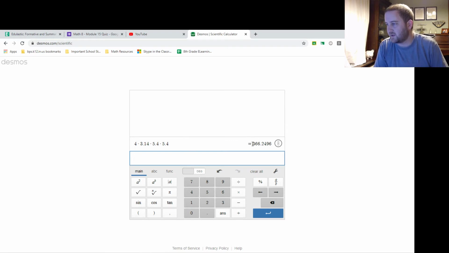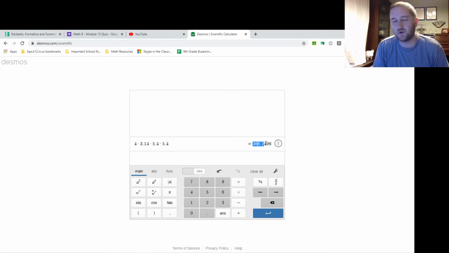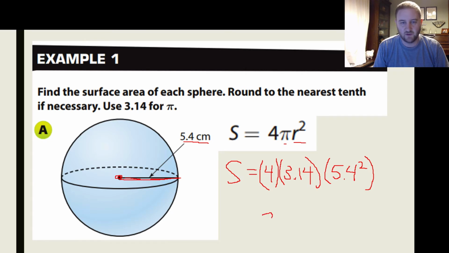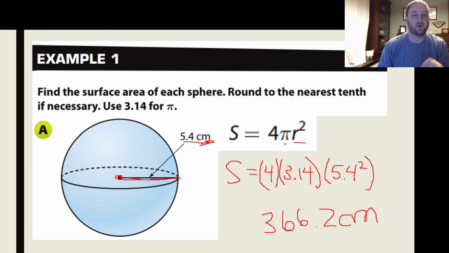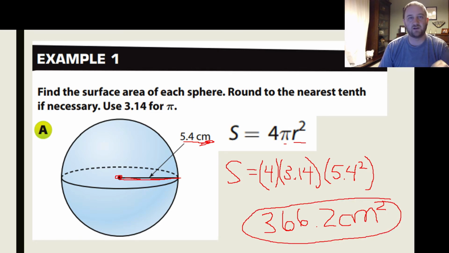You can see it gives us a surface area of 366 point, and remember we round to the nearest tenth. It says 0.2, but you have to look at the number to the right, which is 4. That 4 keeps it as a 2. So it's going to be 366.2. Now our label is centimeters. You might think centimeters cubed, but cubed is volume. Area is always squared, so it's centimeters squared. Anytime you're talking about area, it's units squared. Anytime you're talking about volume, it's units cubed.